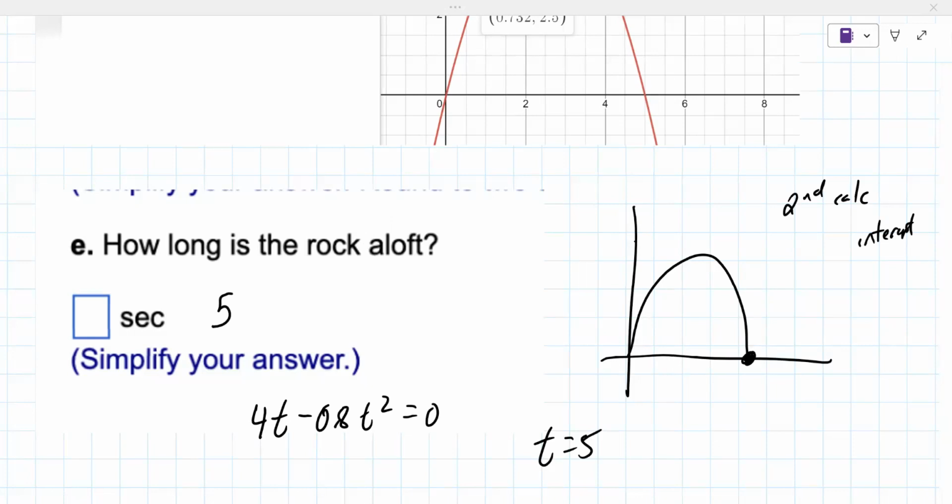All right. Take a deep breath here. And we're on to 22.